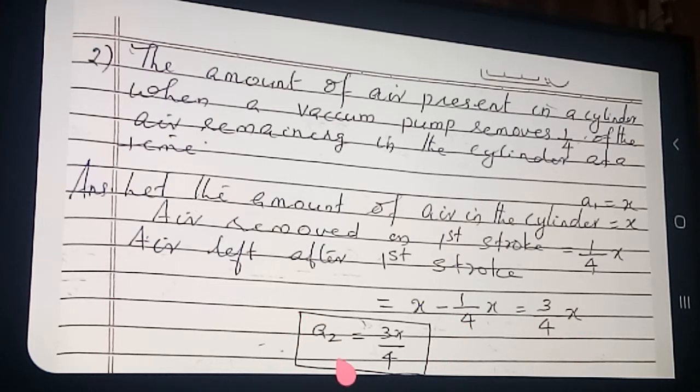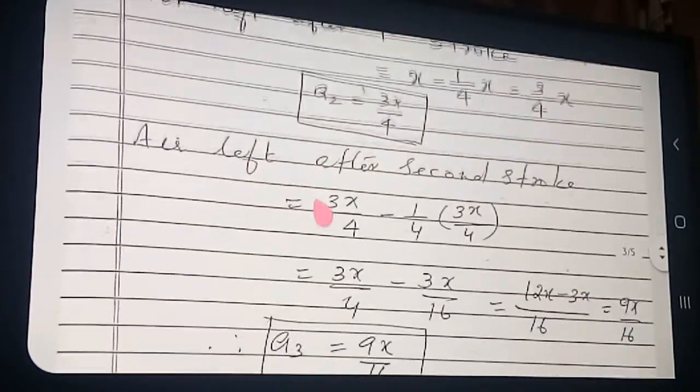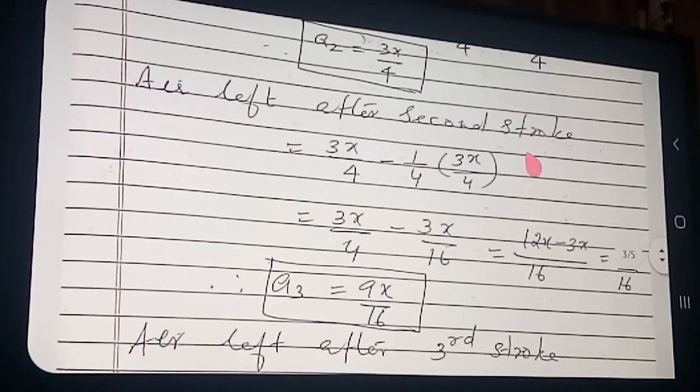That is the second term. And now, how do we get the third term? You see, air left after the second stroke. Again, this much air is already present in the cylinder. Now, how much part is removed? 1/4 part is removed. The present air is 3x by 4, and 1/4th part is removed, so 3x divided by 16 will be removed from the present air.